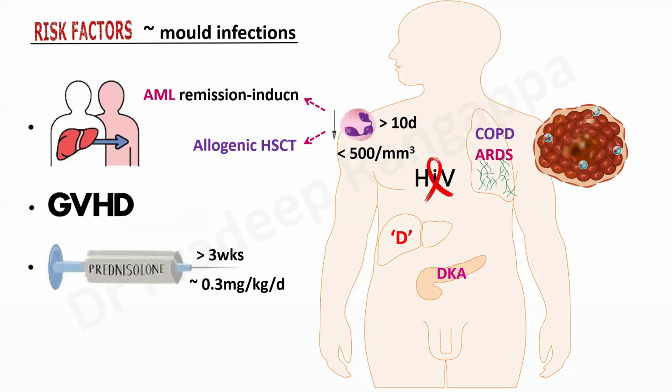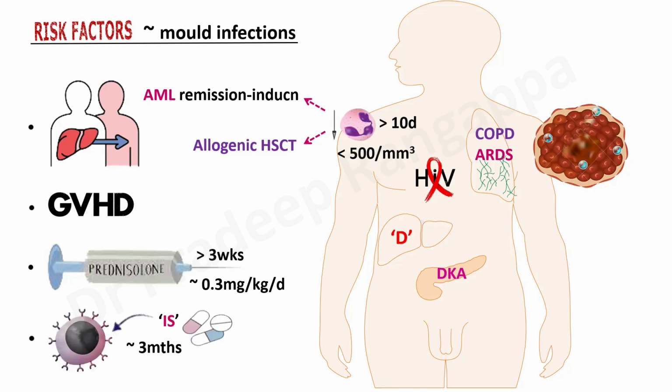And this is another important aspect: someone who is on long-term steroids. When we say long-term, we mean steroids for more than 3 weeks at a dose of 0.3 milligrams per kg. For 60 kgs, it comes to around 18 milligrams of steroids. If they're on that dose for more than 3 weeks, they are at risk of developing mold infections. Or someone who is on immunosuppressive drugs with T cell suppression for about 3 months. So more than 3 weeks on steroids, or on some sort of immunosuppressant to reduce T cell function for 3 months, they are at risk for mold infection.